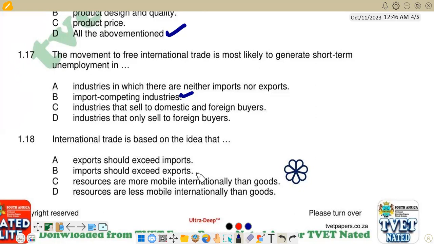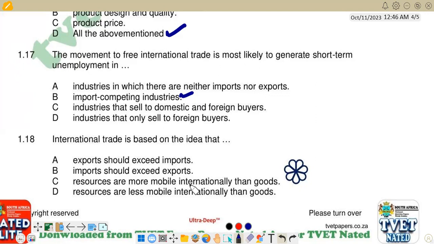Resources are more mobile internationally than goods, no, which is incorrect. We cannot have a scenario of our resources being more mobile going out of the country. When resources go out of the country, it means our production capacity is being contracted or reduced, which is not a good position. So C is not correct.